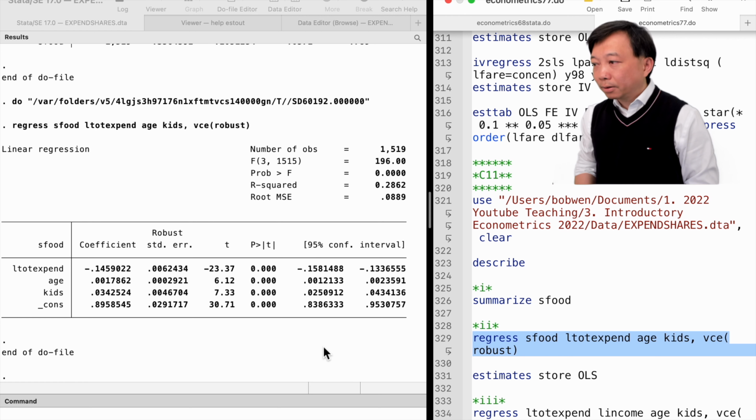The OLS estimate of beta 1 hat is minus 0.15, which is statistically significant at the 1% level. It implies that as the total expenditure increases by 10%, the share of the expenditure on food decreases by 0.015 or 1.5 percentage points, holding age and the number of kids constant.